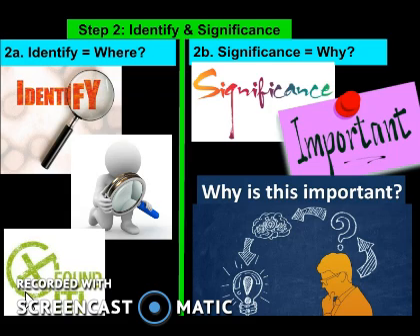Significance is going to be the highest order of thinking. It is very difficult. Okay? So you're going to say, Mr. Ng, just tell me the answer. And I'm going to say, no, that's your goal. That's where you're going to do that hard thinking.